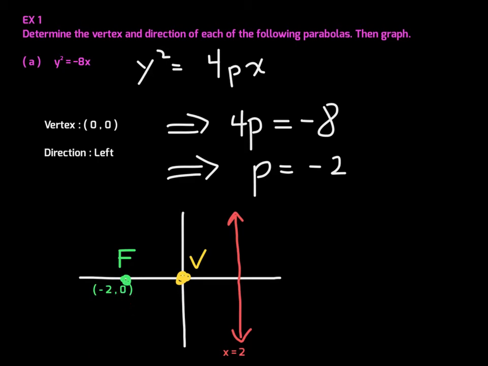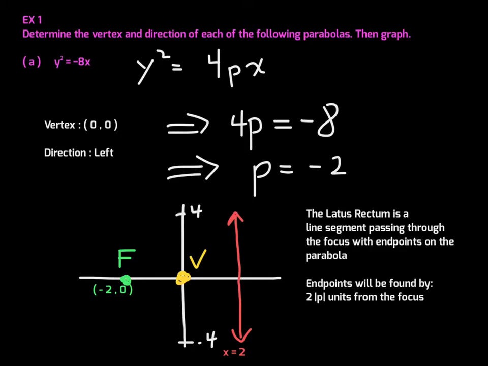Here, let me write all of that down for your notes, okay? So I added this for your notes. The latus rectum is a line segment passing through the focus. So it's going to go like this, guys, up and down through your focus like that, with endpoints on the parabola. Okay, this will help us draw a parabola. Now, the endpoints will always be found by going 2 times the absolute value of p units from the focus.